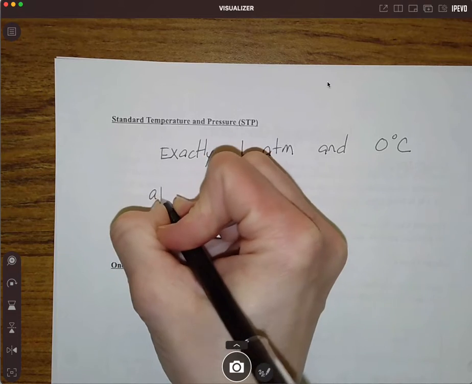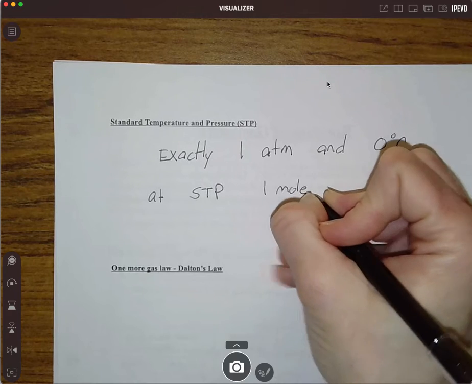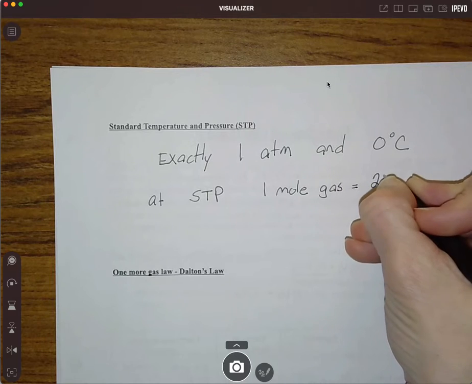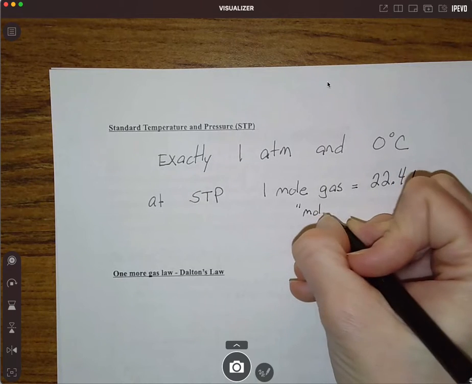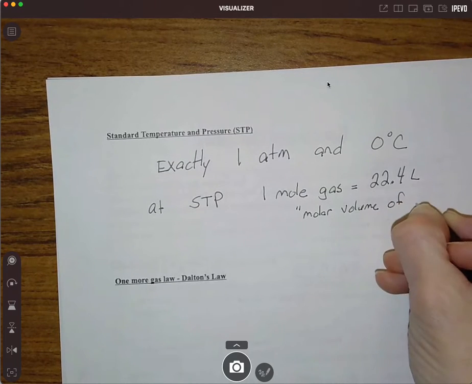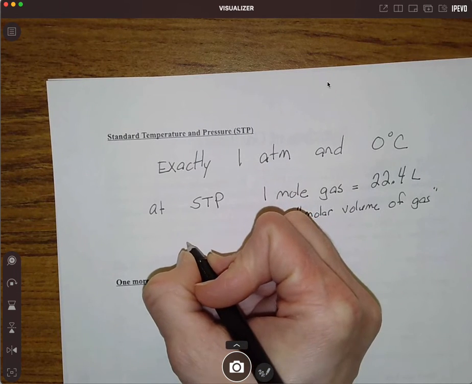And it happens that at STP, 1 mole of any gas occupies a volume of 22.4 liters, and that's what they call the molar volume of gas. I don't find it to be a particularly useful number. It is an offshoot of the ideal gas law, which I guess is why I don't find it to be a particularly useful number, because you can solve for it just like you would anything else.